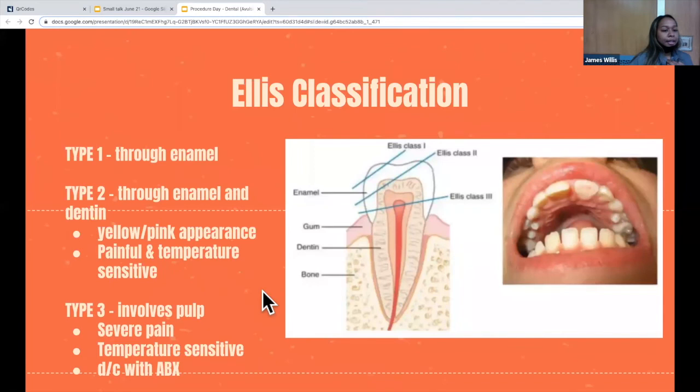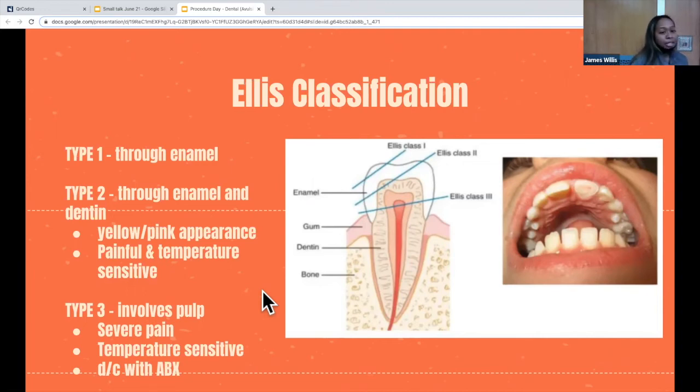And then lastly, I'm just going to briefly touch on dental fractures and how we manage those in the ED. It starts by determining the extent of the fracture, and then tooth salvageability. The classification system that I'm going to talk about is the Ellis classification. Basically, there are 3 types of fractures.